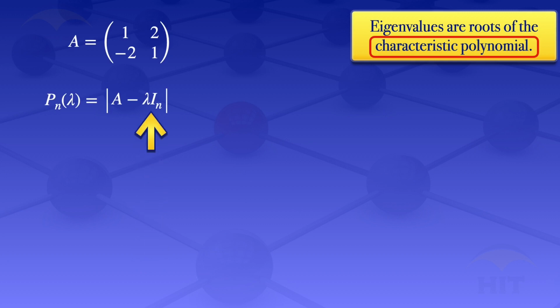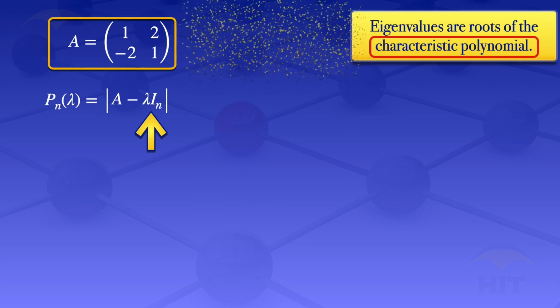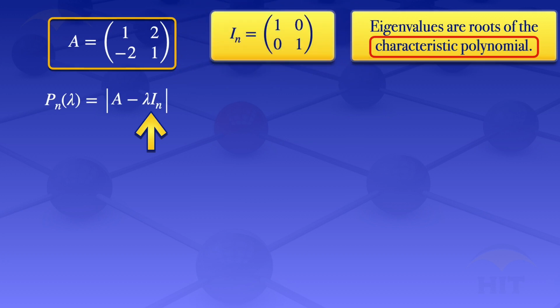And the In there in the formula for the characteristic polynomial is the identity matrix. It will be the same size as the given matrix. In this case, our matrix there is a 2 by 2, so our In will also be a 2 by 2 matrix. So in this case, our identity matrix there is 1, 0, 0, 1, which is a 2 by 2 matrix.